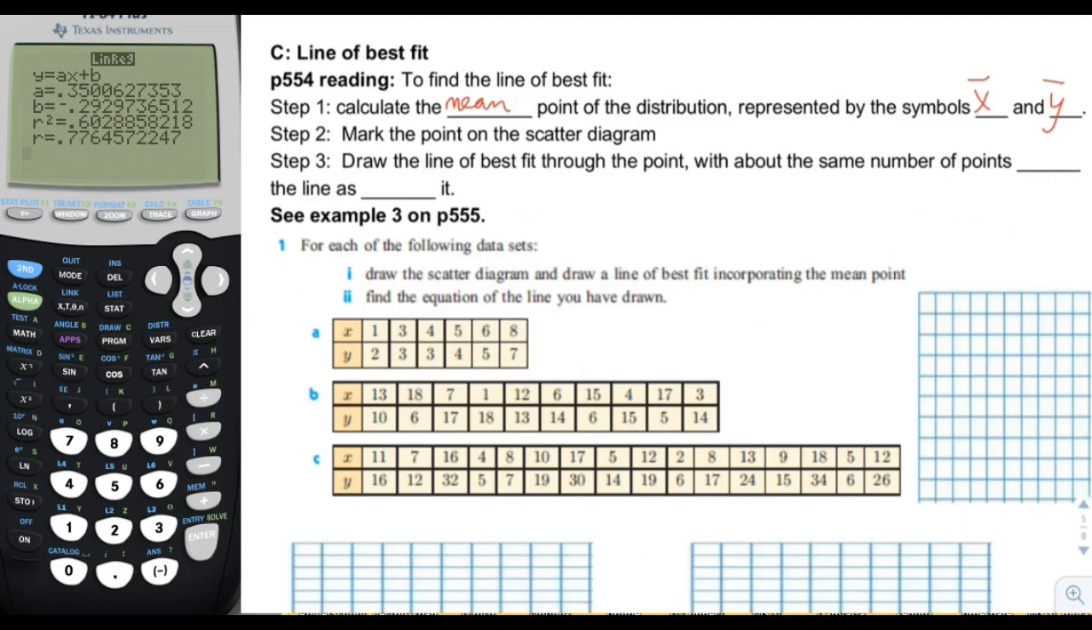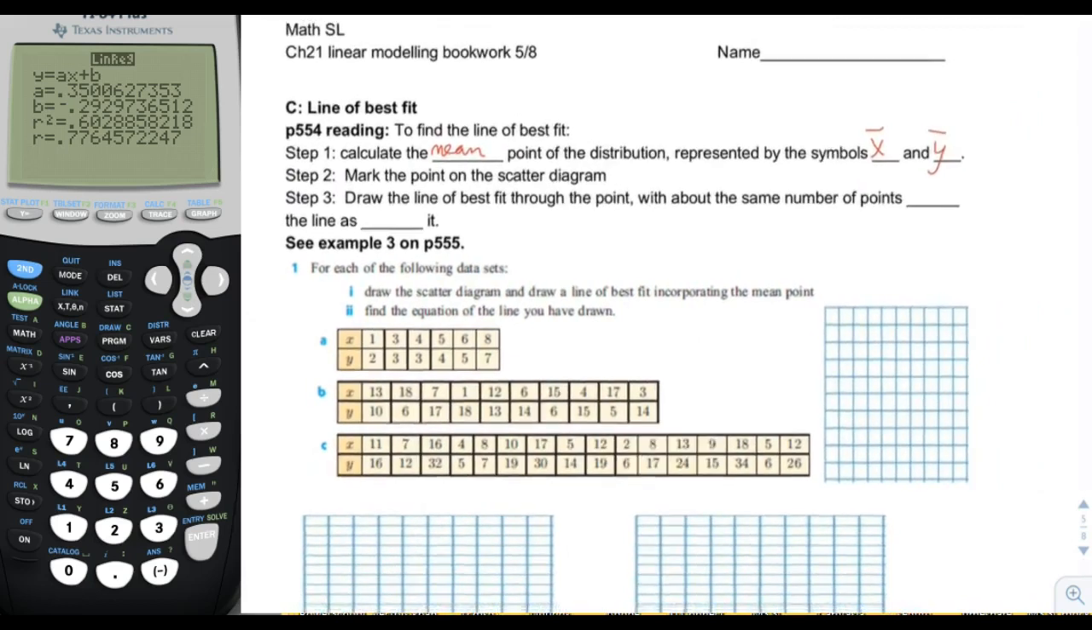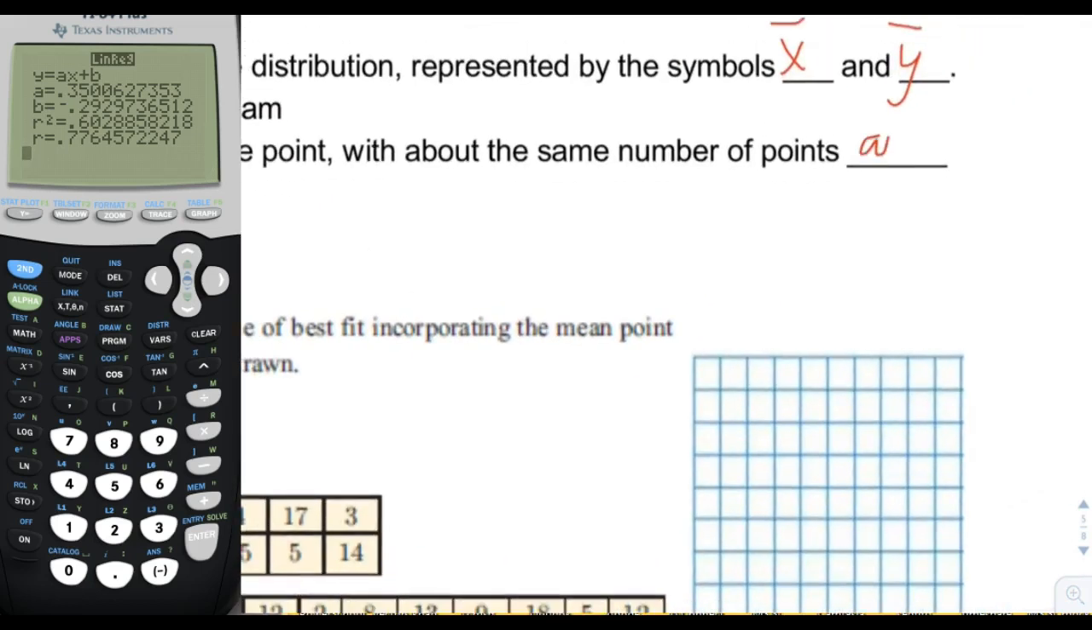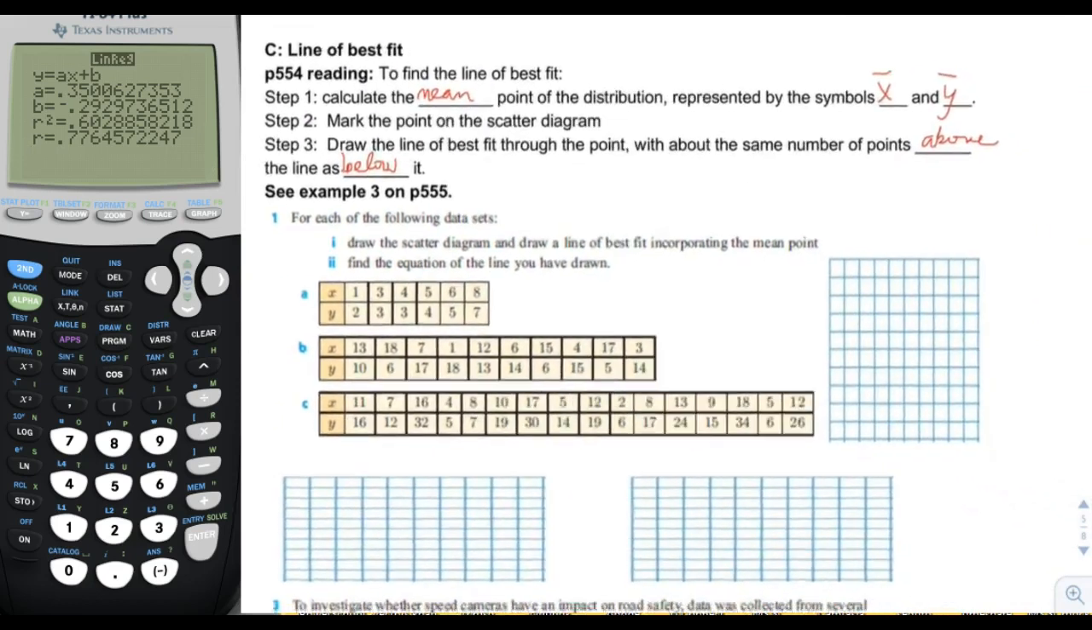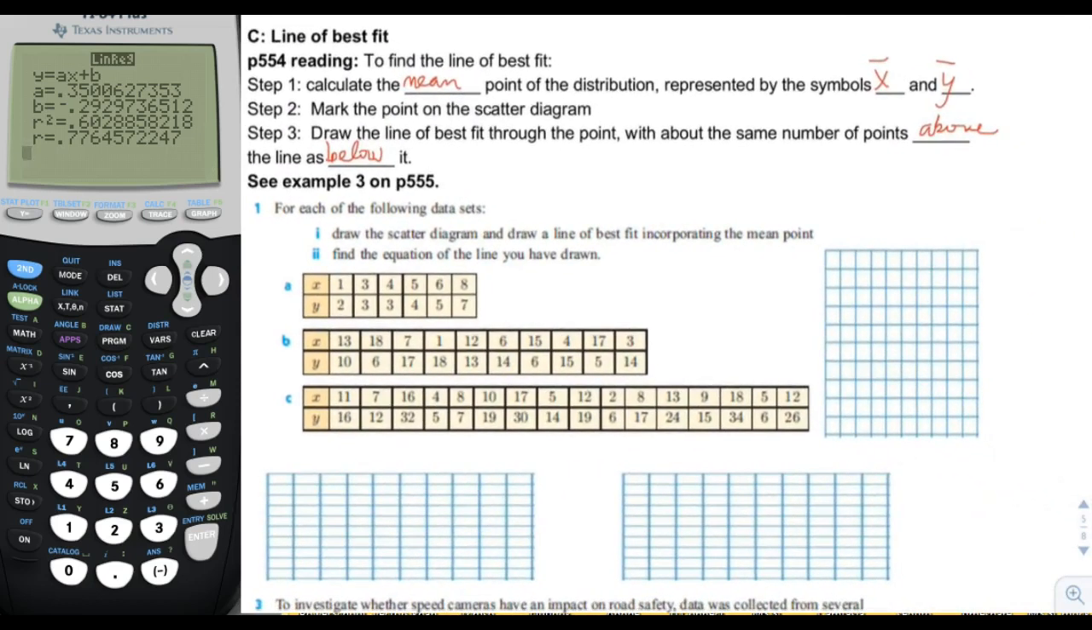Step 3, draw the line of best fit through the point with about the same number of points above the line as below it. So, in the days before computers, this was the procedure to try to find an equation that would fit your data. For each of the following data sets, draw the scatter diagram and draw a line of best fit incorporating the mean point. Find the equation of the line you have drawn.